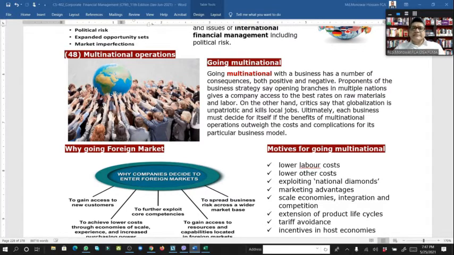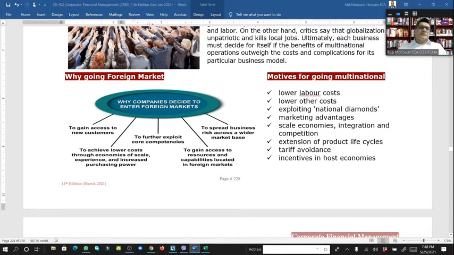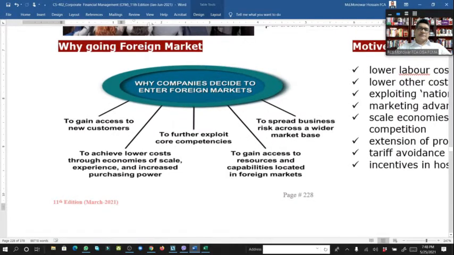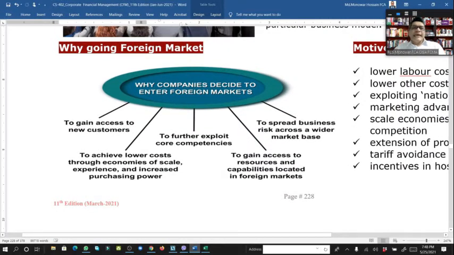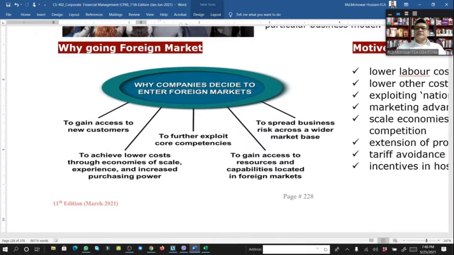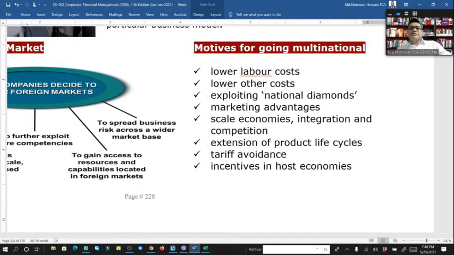So going multinational with a business has a number of consequences, both positive and negative impact. Here, why go to a foreign market? To gain access to new customers, to achieve lower cost through economies of scale, to further exploit core competence, to spread business risks across a wider market, to gain access to resources and capabilities located in foreign markets, and motivation for going multinational.